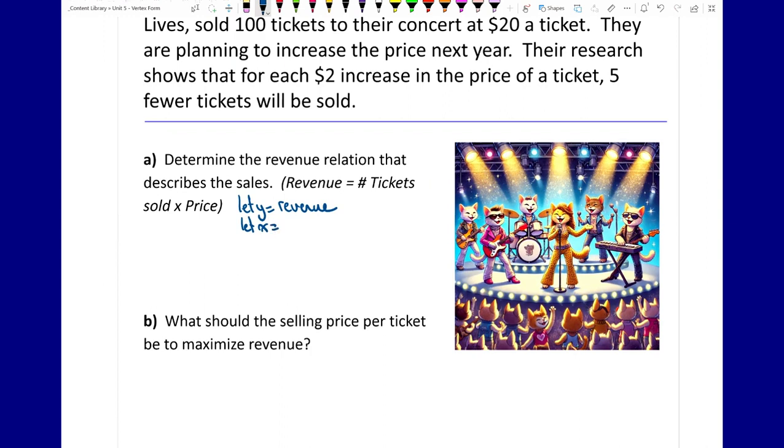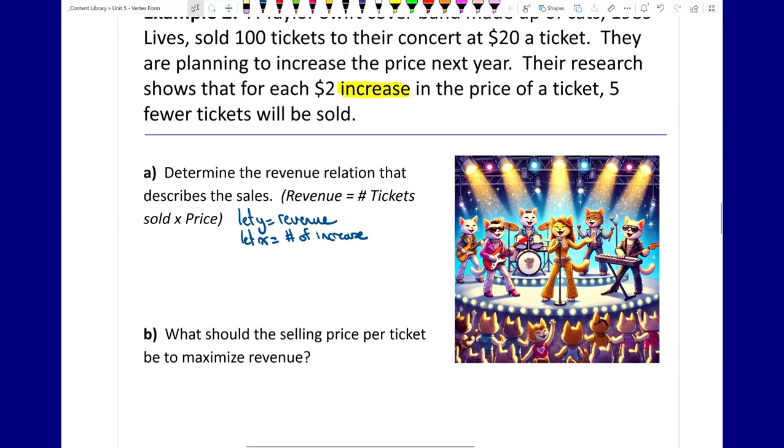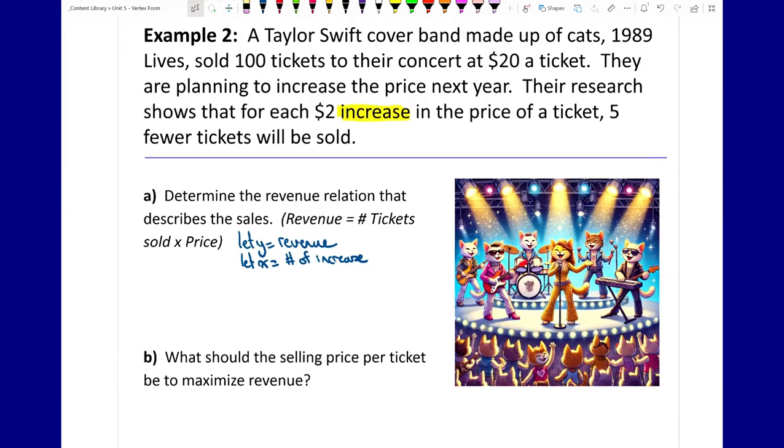In this type of situation, when we're talking about increases in price, we're going to let x equal the number of increases. We can't let x equal the number of tickets sold, right? Because we already know how many tickets are being sold. We know the price, we know the price of the increase, and we know the amount of tickets it's going to change by. The only thing we don't know is how many times we're going to increase the price. So we're going to use this to help us come up with our relation.